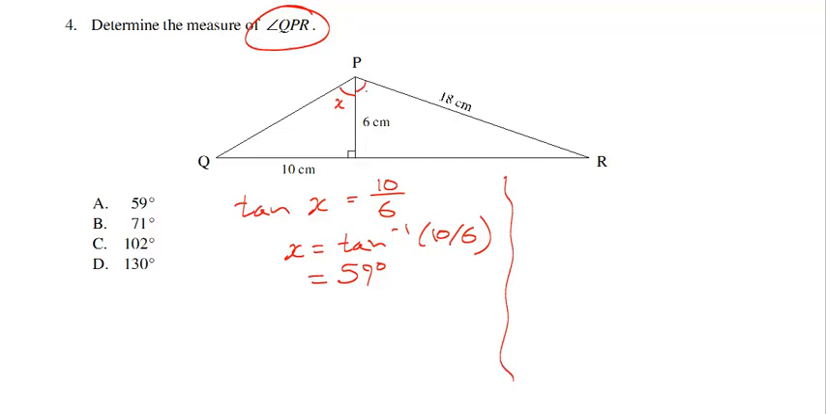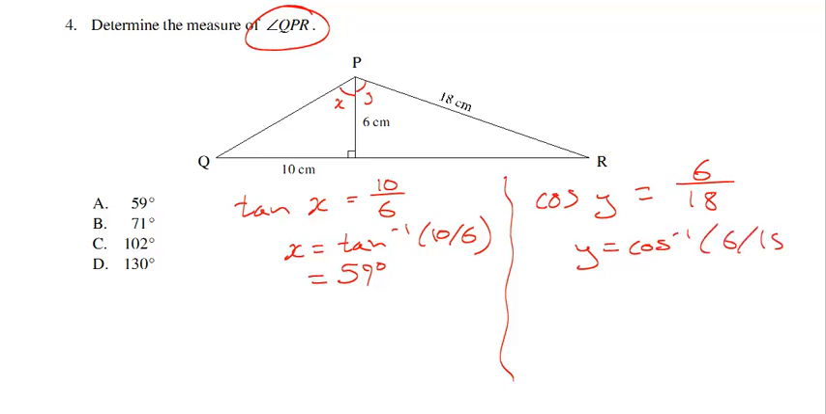I'm going to call this part right here y. So in terms of y, we have the adjacent side 6 and the hypotenuse 18. So that would be CAH. So the cosine of y is equal to your adjacent 6 over 18. And when you isolate y, you have the cosine inverse of 6 over 18. I won't round to the nearest degree, you get 70.5 degrees. When you add these two up, you'll see that you get approximately 129.5 degrees.